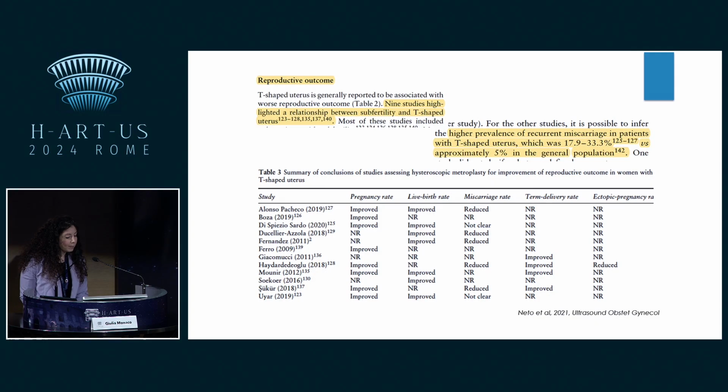I would like to start my presentation with the question: why do we need standardized criteria? As we can see in this work of 2019, anatomic uterine abnormalities are associated with worse pregnancy outcomes and obstetric outcomes, such as recurrent pregnancy loss, miscarriage, and ectopic pregnancy. In particular, T-shaped uterus seems to be associated with subfertility and recurrent miscarriage, and metroplasty, the hysteroscopic correction, seems to be the gold standard. But we have only observational studies and no randomized controlled trials.